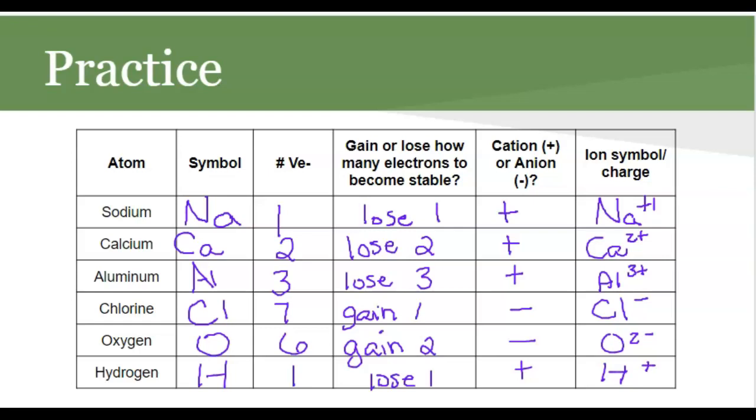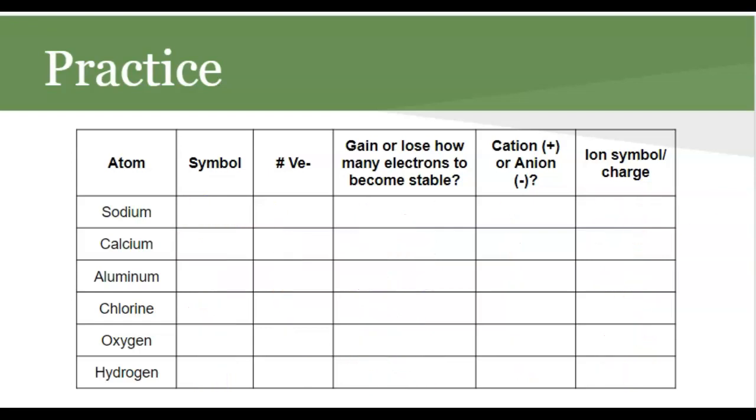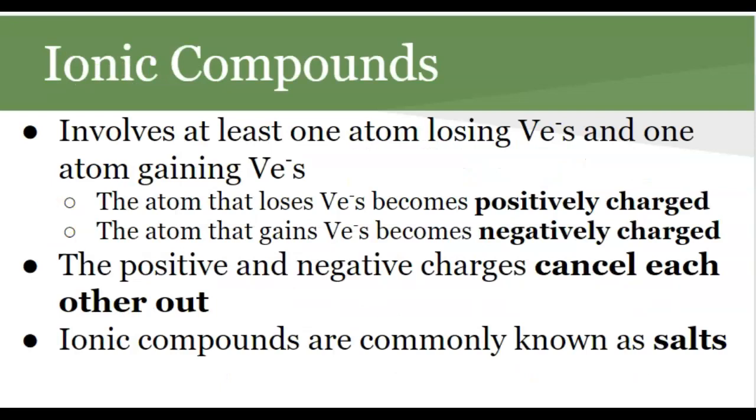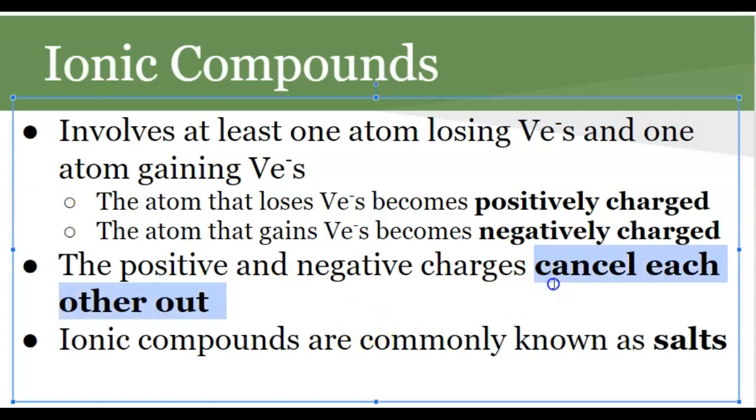So this just kind of goes through how you would normally come about those pieces before we have to try to join them together in compounds. Which brings us to our next slide. To form a compound, you need to put a positively charged thing together with a negatively charged thing. And a key piece of this is the fact that the positive charges and the negative charges are going to cancel. And they are commonly referred to as salts.